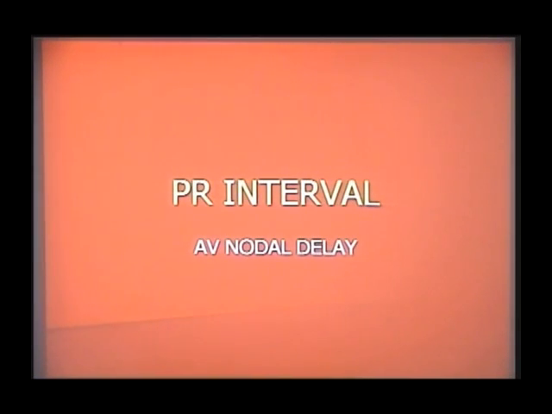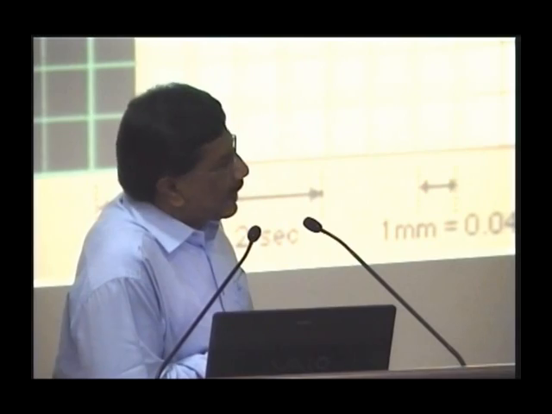Then we look at the PR interval. As I told you, the main contributor to the PR interval is AV nodal delay. Although the PR interval represents the entire atrioventricular conduction, primarily it is AV nodal delay. The PR interval is once again measured in lead 2 because you are nicely seeing the QRS and the P wave in L2. That's why the PR interval is measured in L2.